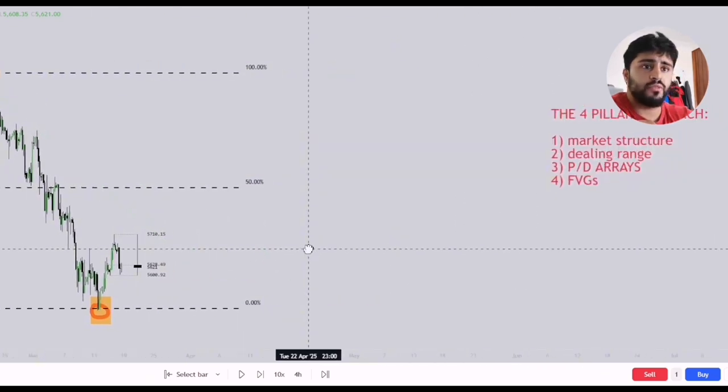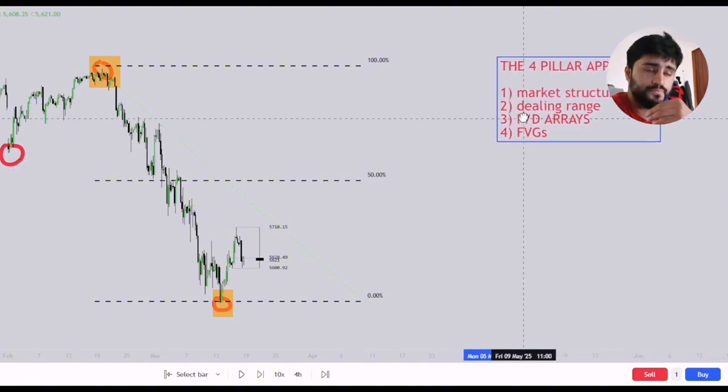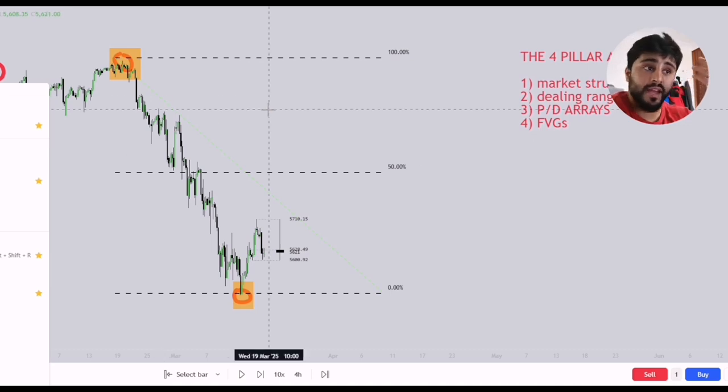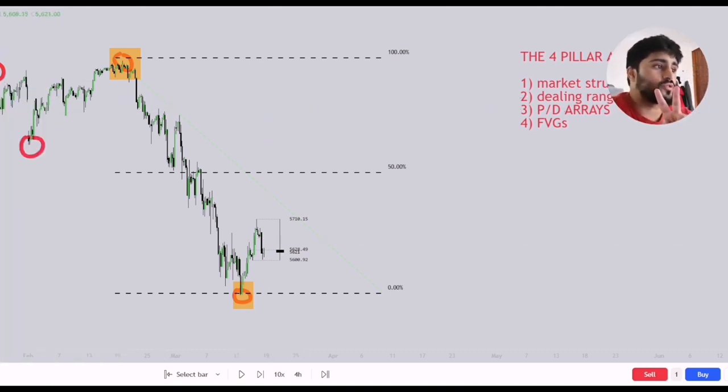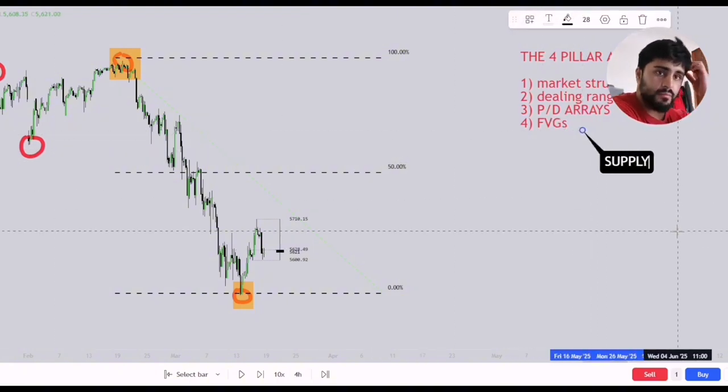And so step number 3 now, PD arrays. And so PD arrays come directly from the dealing range. And so the dealing range is important to understand because the dealing range gives us our fair value gaps and therefore our POIs. There's 2 types of POIs in the market which I want traders to understand, right? The first of those is a supply area. And we are going to go through what a supply area actually means.